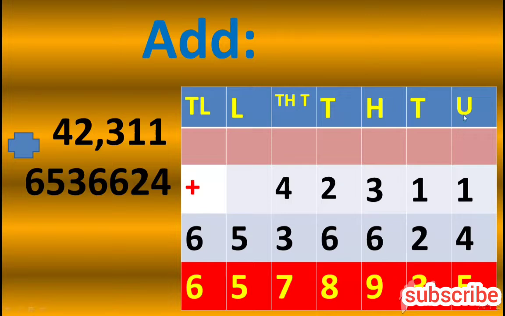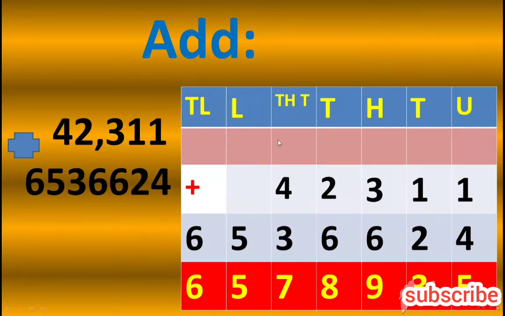Student, first step, draw the columns: unit, tens, hundred, thousand, 10,000, lakh and 10 lakh. Now second step, set up the figure in this box. The first digit is 4. 4 is unit, tens, hundred, thousand, 10,000. 4 is placed on 10,000. Write the 4 in the bracket of 10,000.